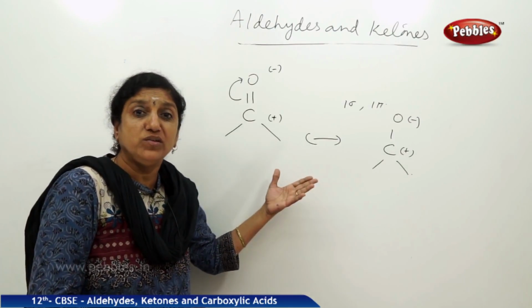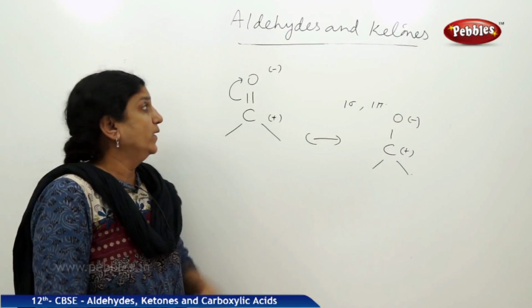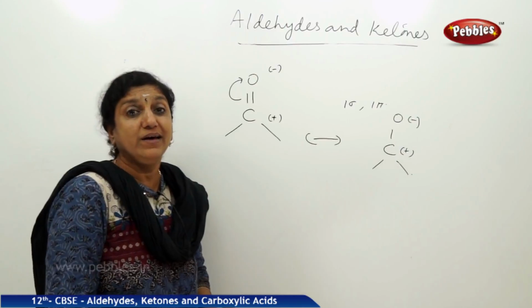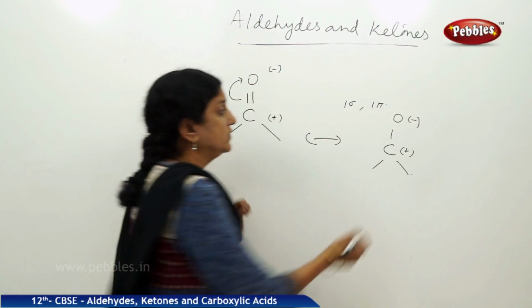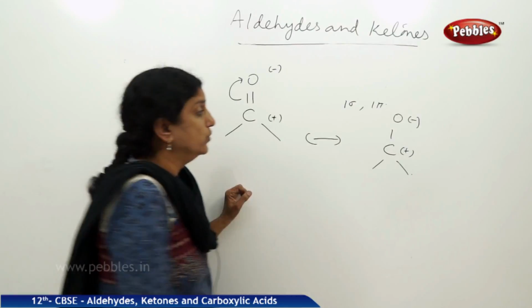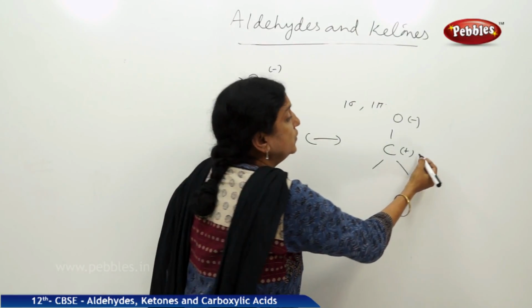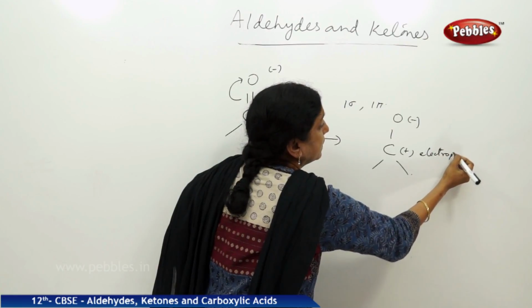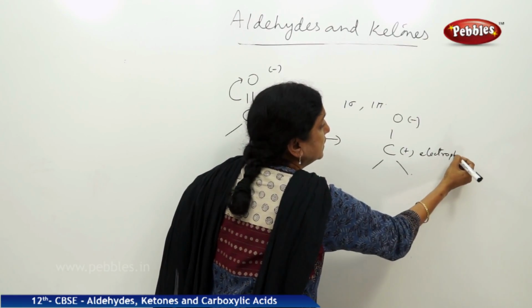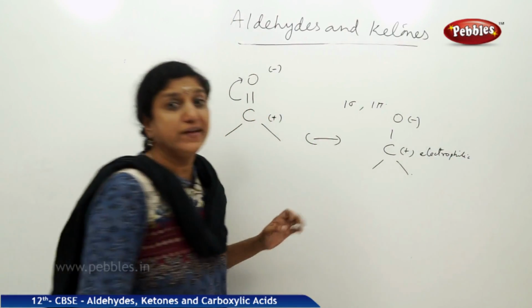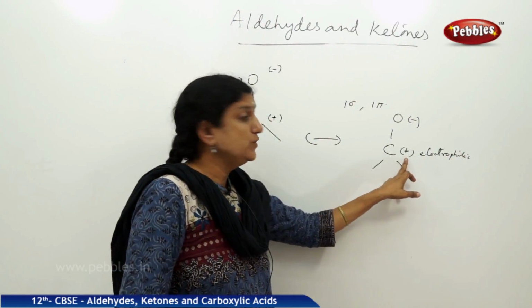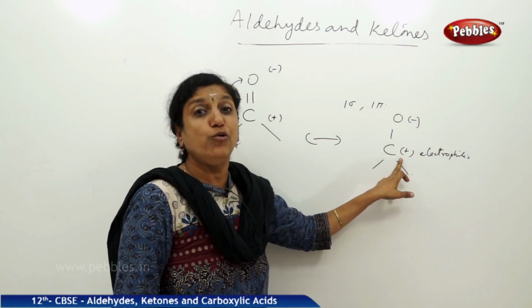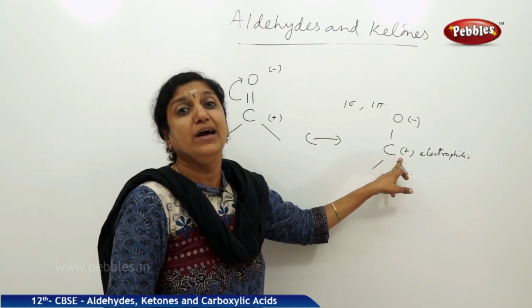That means they have a positive pole and a negative pole. The negative pole being the oxygen and the positive pole being the carbon. Now this makes the carbon end of the molecule positive. So this is an electrophile. This particular spot becomes electrophilic in nature, that is electron loving. Since it is positive, it is electron loving. So you say this is the electrophilic center of the carbonyl compound.